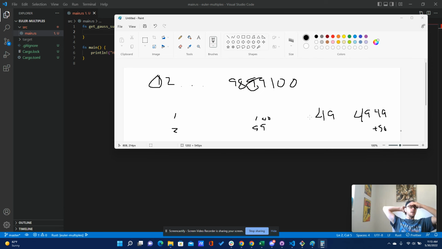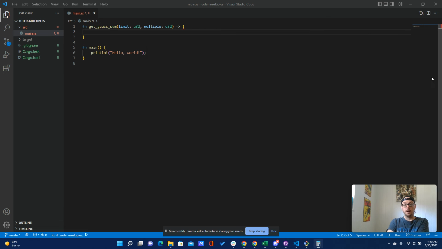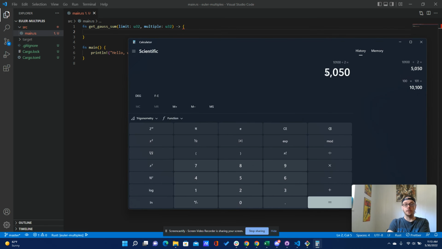I must have explained this wrong. Interesting. Okay, maybe. Yeah, I don't know. Okay. Anyway, I must have explained that wrong. This is the correct answer. This is the sum of the digits from 1 to 100.